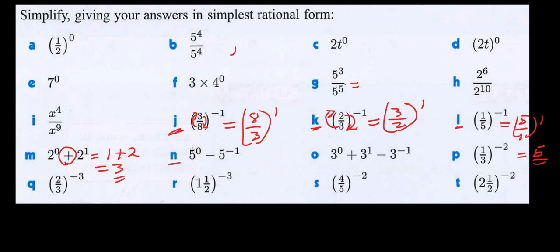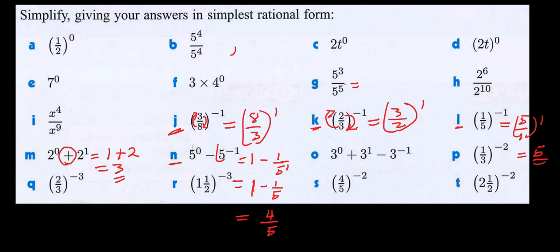So over here, question N, you can see 5 exponent 0 minus 5 exponent negative 1. So this will be 5 exponent 0 is 1 minus. So this negative exponent, we can change it to positive by making this a fraction. So this will become 1 over 5 exponent 1. And you know a number to exponent 1 is the same as the number. So this will be equal to 1 minus 1 over 5. And so if you do this calculation, this will be equal to 4 over 5.